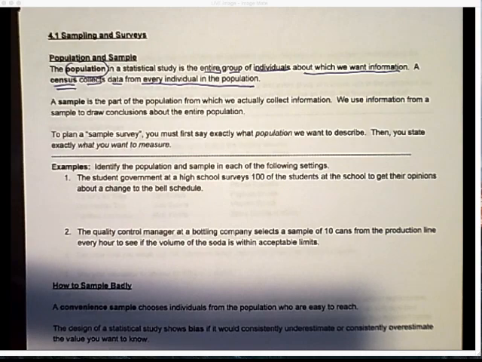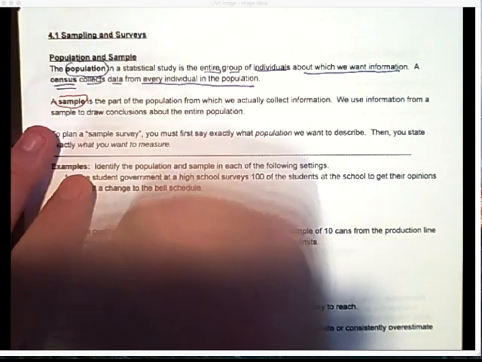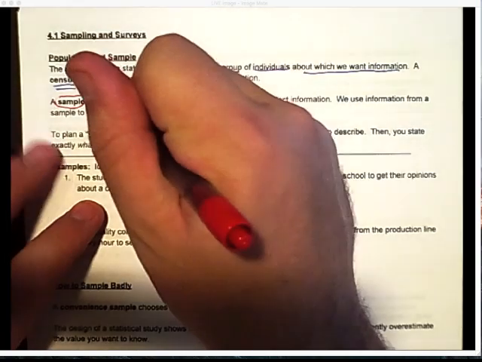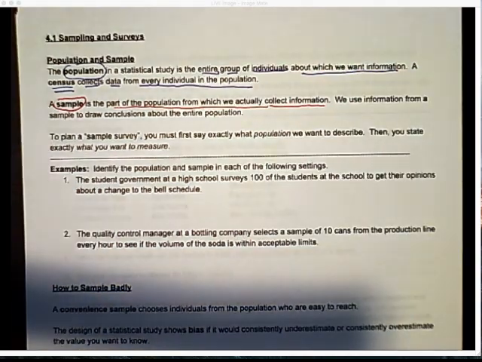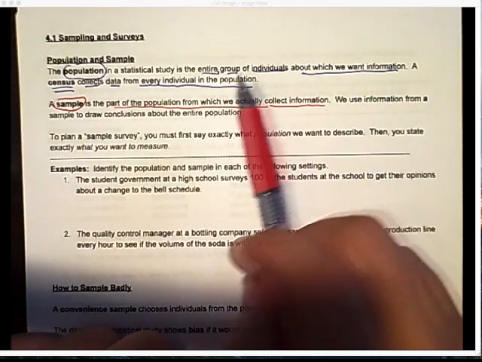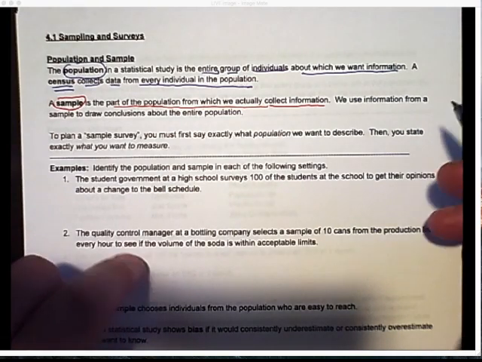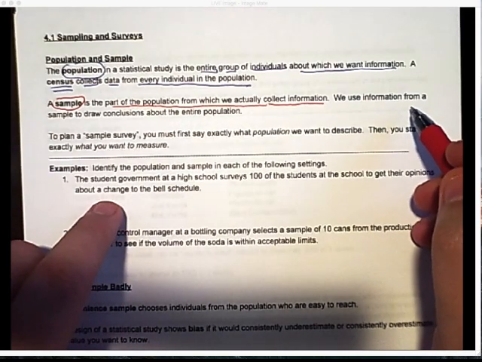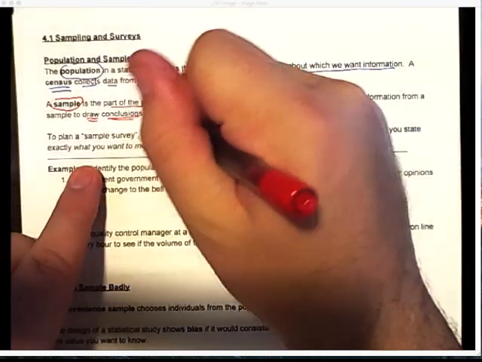So instead of getting information about everybody, sometimes it's a lot more effective just to take a sample. Okay, so a sample is the part of the population from which we actually collect information. So let's say we take a sample of 100 people, 100 adults. Okay, well then those 100 adults, that sample can give us information about the population really. Okay, so it says we use information from a sample to draw conclusions. Okay, so we take those 100 people, and we make conclusions about everybody from those 100 people.